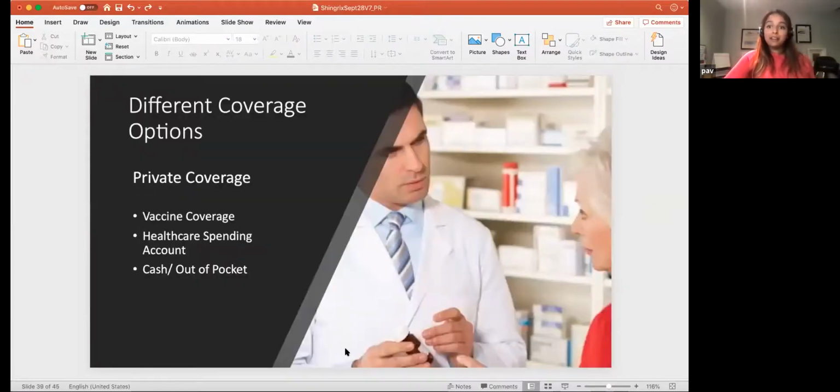There is private coverage as well. Private coverage is a little bit different depending on the carrier or the plan that the individual uses and their specific employer group benefit design. They may have vaccine coverage. In that case, oftentimes you'll see it covered at point of sale. So when you adjudicate, you will see that the vaccine is covered. However, if they don't have that coverage, doesn't mean that they don't.